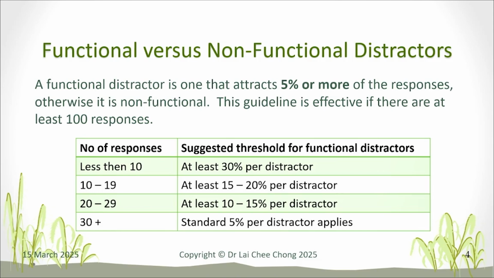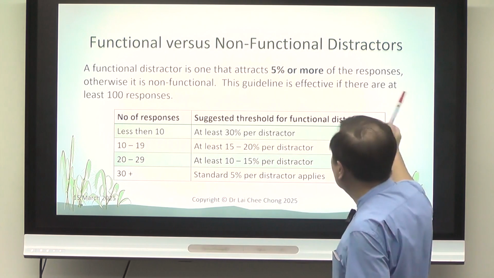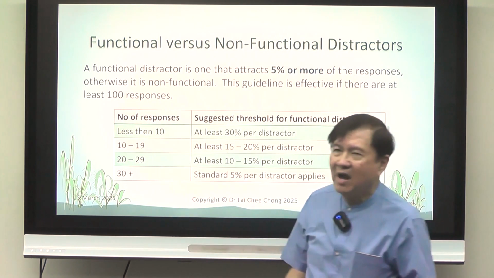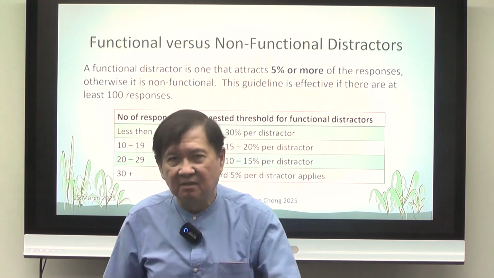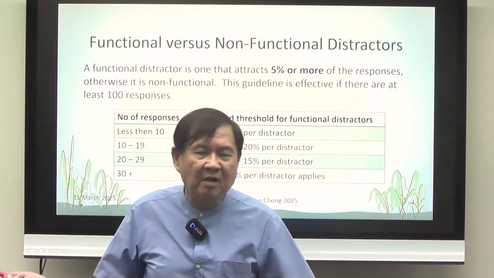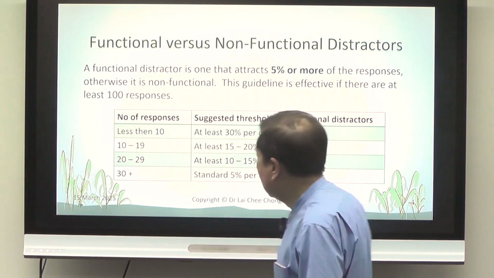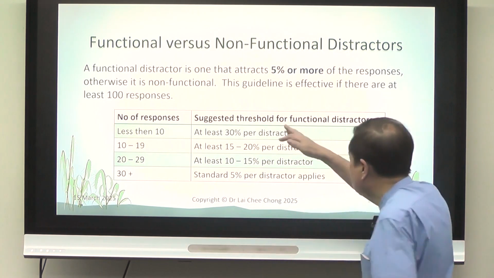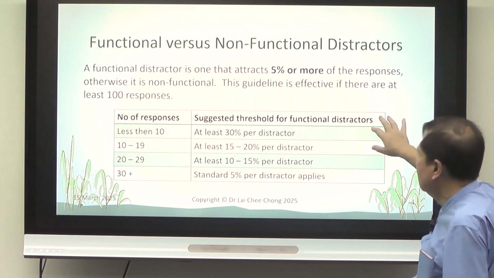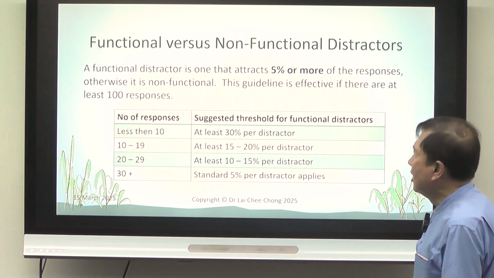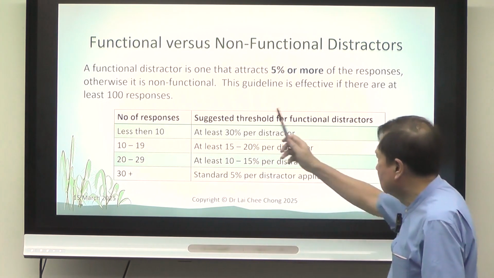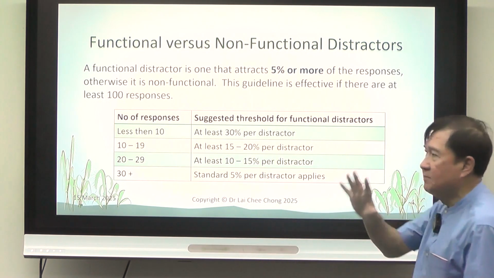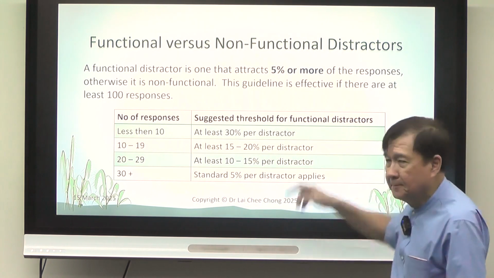Now, by the way, when I use that 5%, you must have at least 100 responses, 100 students. But I don't have 100 students. What can I do? So I give you a very rough suggested threshold for functional distractors. If you got less than 10 students, at least 30% is the equivalent of 5% per distractor.